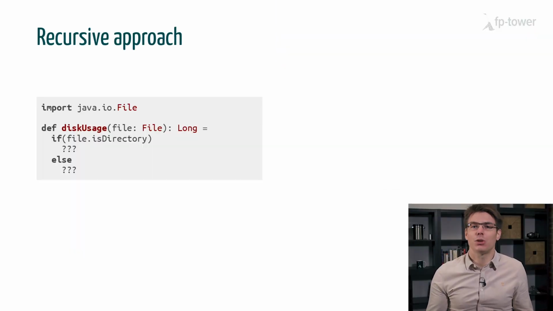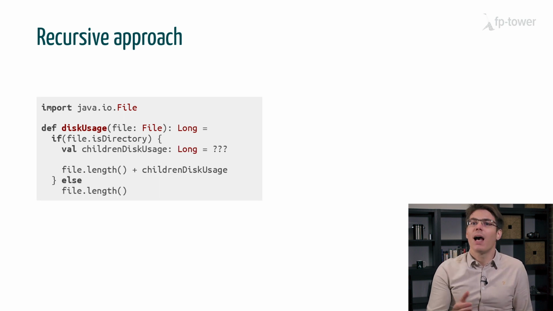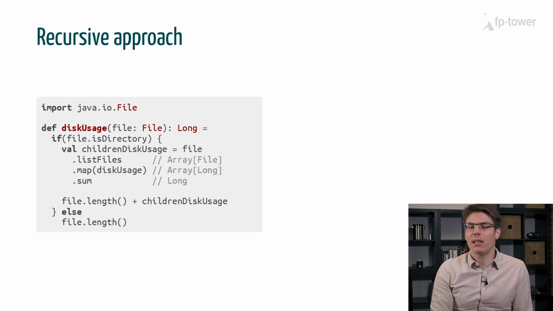Okay, now let's try to implement disk usage using recursion this time. The function signature will be the same. It takes a file and returns a long. So we start by checking if the file is a directory or a normal file. As with the last time, we can get the file size from its length, though if the file is a directory, we also need to add the disk usage of all its children.